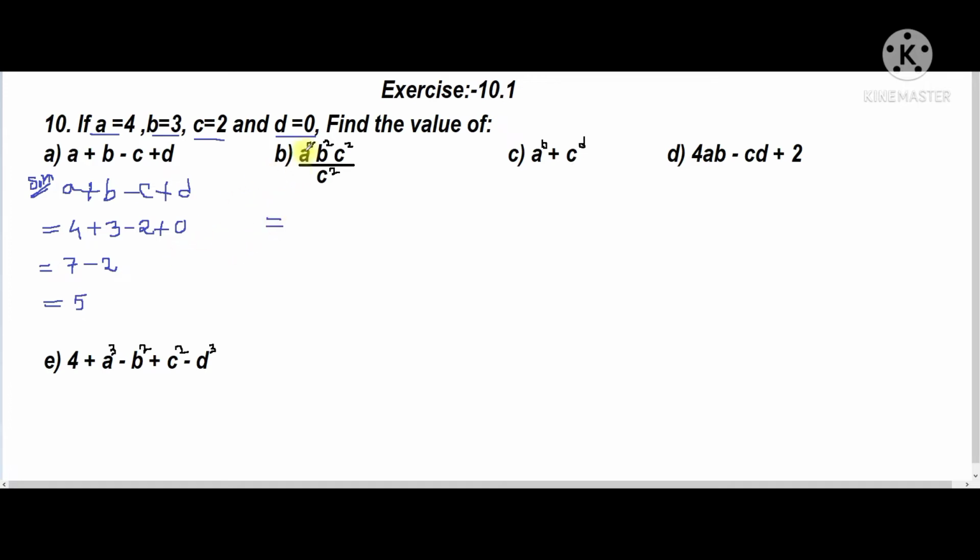Here we have a square, b square, and d square by c square. The a value is given as 4, so we write 4 here, and b square is 3 square. This will be the c square, and this will be d square. The d value is 0, so 0 square.